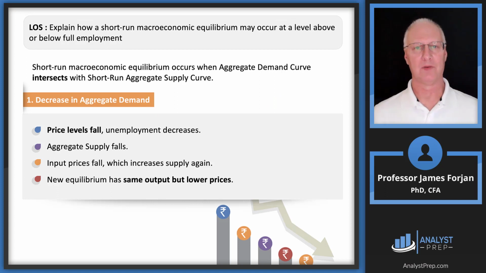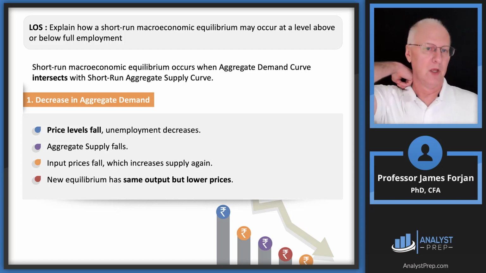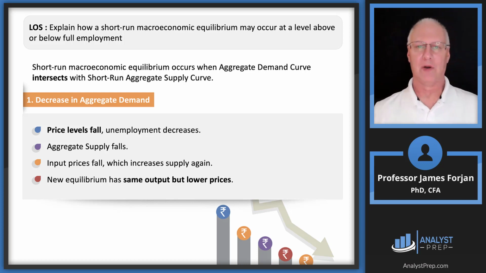Look at this LOS. Short-run macro equilibrium might occur at a level above or below full employment. All right, so this is interesting. So short-run macro equilibrium occurs when the aggregate demand curve intersects with the short-run aggregate supply curve. We know that, right? So what happens if we have a decrease in aggregate demand? So think about my apples out there. My apples are just part of the entire economy, but this can be a component.